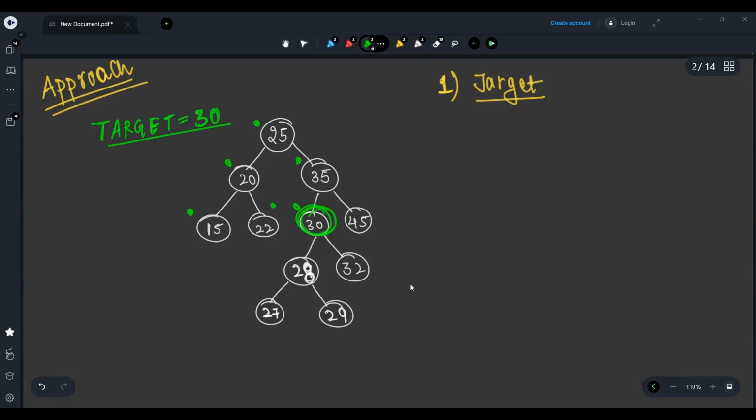So it is a target. Okay, but this is a binary tree approach. But we are given that we have a BST, so we will use this property. How? We will say it is 25 and we have to find target 30.